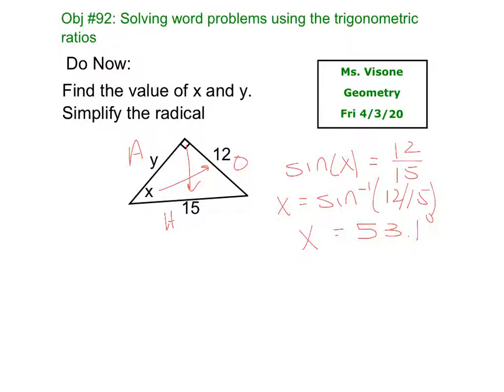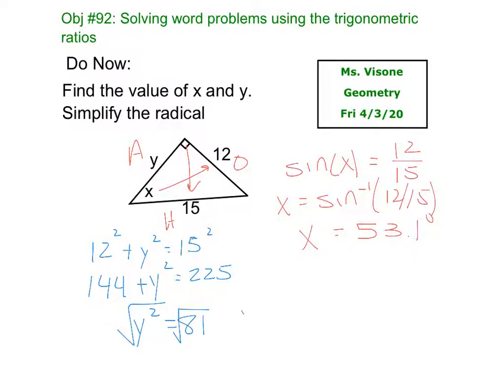Now to find the value of y, you have an option. You can do Pythagorean theorem, or you could do sine, cosine, tangent if you want. I'm going to do Pythagorean theorem. 12 squared plus y squared equals 15 squared. 144 plus y squared equals 225. Subtract the 144 on both sides. I get 81. It's a nice perfect number. Y equals 9. That's it.